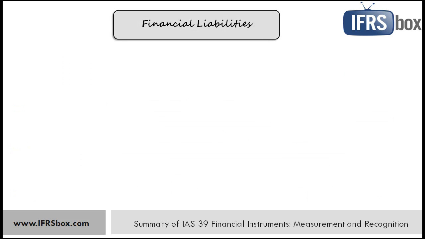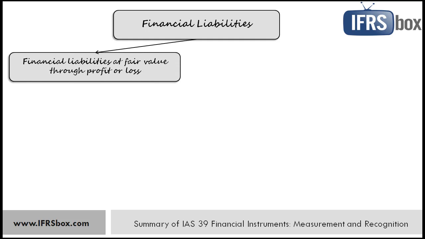Referring to financial liabilities, things are a bit less complicated here. IAS 39 basically classifies financial liabilities into two categories. Financial liabilities at fair value through profit or loss. These are financial liabilities either classified as held for trading or upon initial recognition designated by the entity as at fair value through profit or loss. The second category are other financial liabilities measured at amortized cost using the effective interest method.